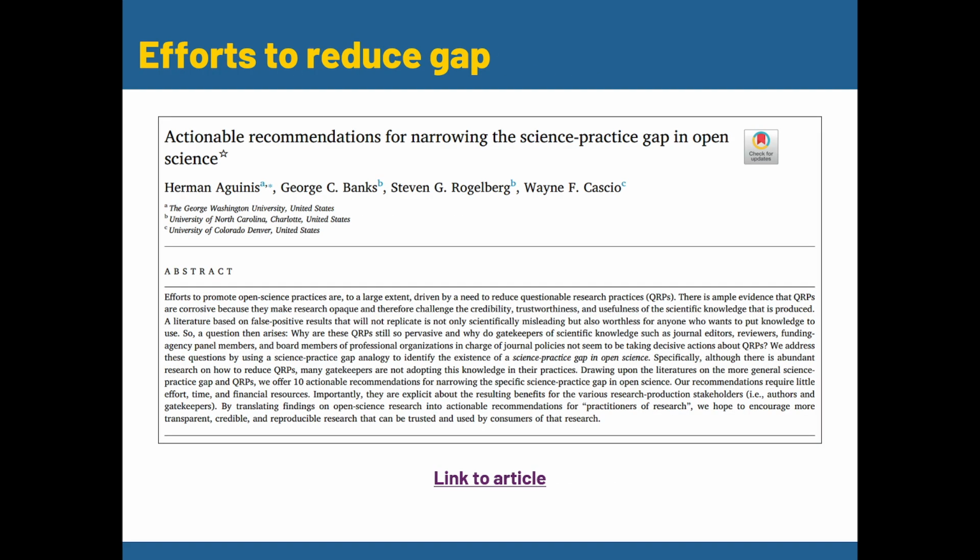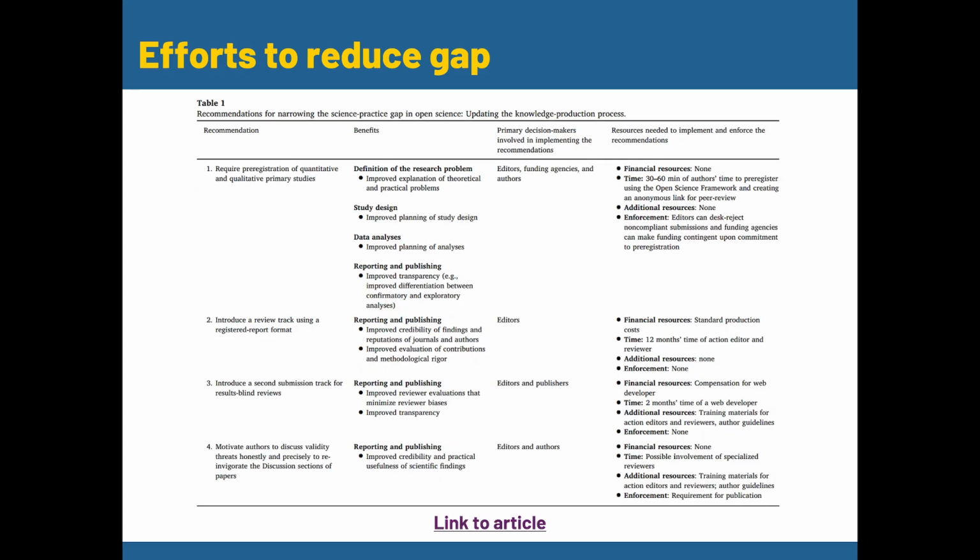And I'll say, there have been efforts to reduce the science practice gap. There's a lot here, so I wanted to provide it for you if you want to go more in depth. This is within the context of IO psychology. I forget what journal this was from exactly, but there's a link to the article if you'd like to go look at it. And these tables on this slide and the next two slides summarize these overall recommendations, just focusing on one example here: require pre-registration of quantitative and qualitative primary studies.